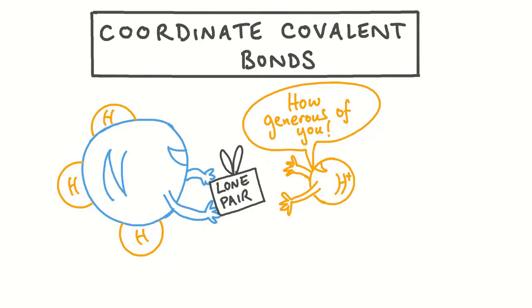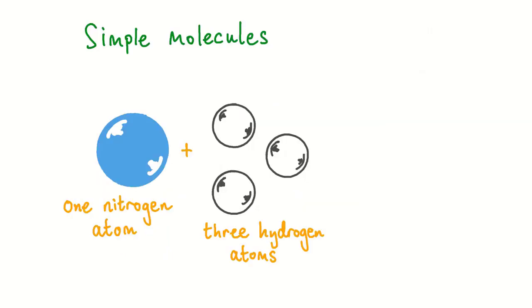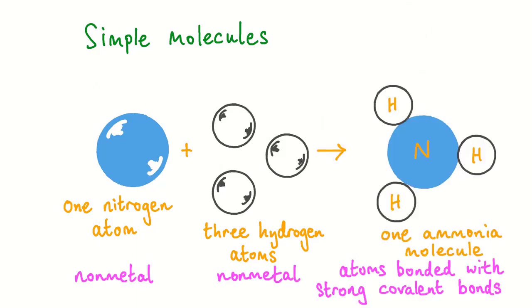In this video, we will learn how to describe and illustrate coordinate covalent bonds in simple molecules and metal compounds. Molecules are formed when two or more atoms bond together. The atoms may be the same element or from different elements. It does not matter. When the atoms that are bonded together are non-metals, they are held together by strong covalent bonds.